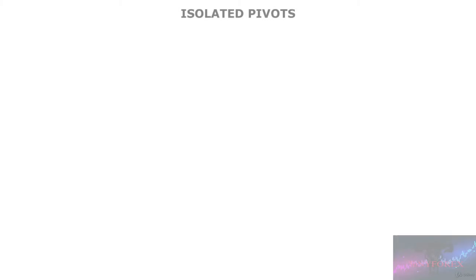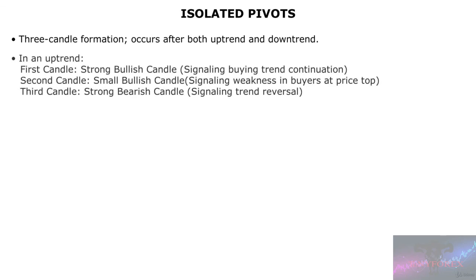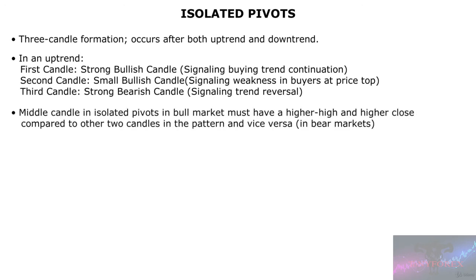Guys, the last candlestick formation you need to know is called isolated pivots. This is a 3-candle formation which is seen after both an uptrend and a downtrend, just like the doji. To understand how isolated pivots look in an uptrend, imagine a market progressing in an uptrend and then a candle with a small real body reveals possible weakness in the market. This second candle is also bullish in color but has a very small real body and small lower or upper tails. And then during the third and final candle, a very strong bearish candle with a large body appears, signaling a change in trend. Please note that the second or middle candle must have a higher low compared to the previous candle and the next candle.